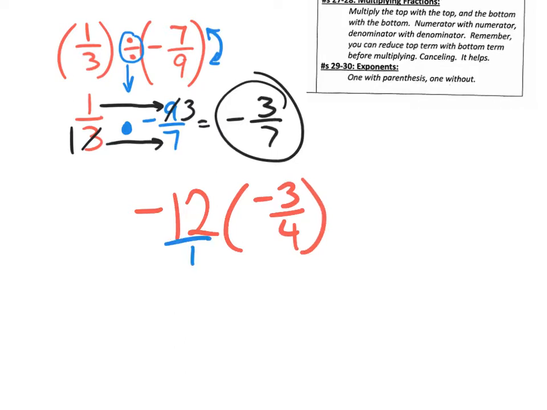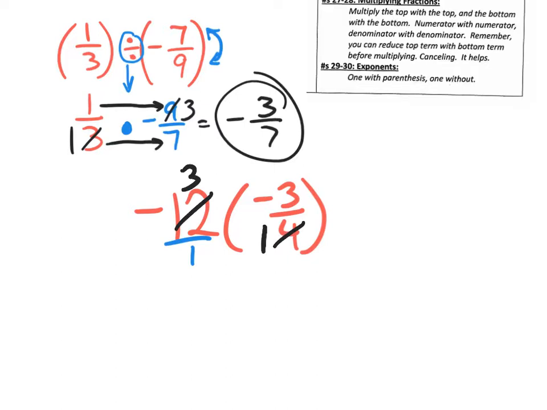And you could multiply top with the top, bottom with the bottom, and then reduce, or you could reduce first, then multiply. So I'm going to reduce first, then multiply. Why? Because I know that 12 and 4 are both divisible by 4. So I'm going to reduce by 4. So 12 divided by 4 is 3, 4 divided by 4 is 1.